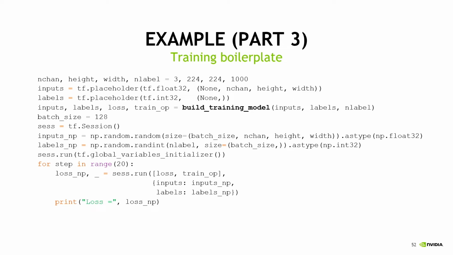And then we're creating a TensorFlow session. And we're creating some random input, initializing all the weights, the variables, and then just doing a simple training loop here, just doing 20 steps, calling sesh.run, and feeding it the inputs and the labels, and then we're evaluating the loss and calling the train op so that this actually applies the weight update.